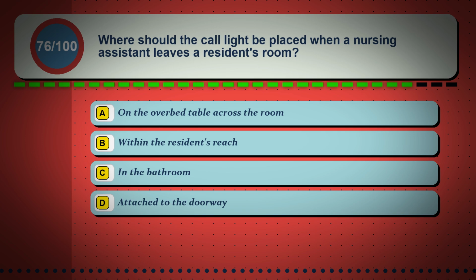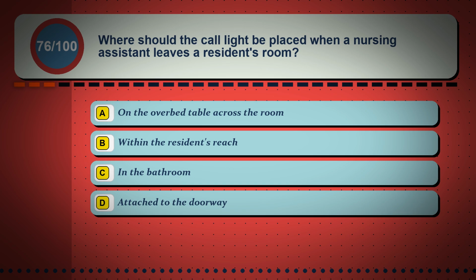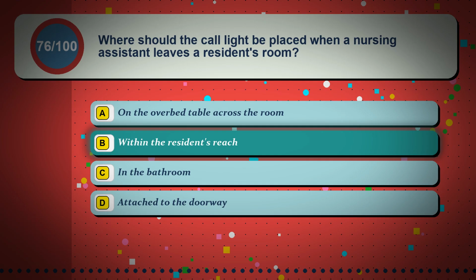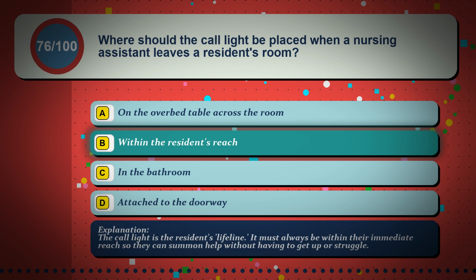Question 76. Where should the call light be placed when a nursing assistant leaves a resident's room? Option A, on the overbed table across the room. Option B, within the resident's reach. Option C, in the bathroom. Option D, attached to the doorway. The correct answer is option B, within the resident's reach. The call light is the resident's lifeline. It must always be within their immediate reach so they can summon help without having to get up or struggle.